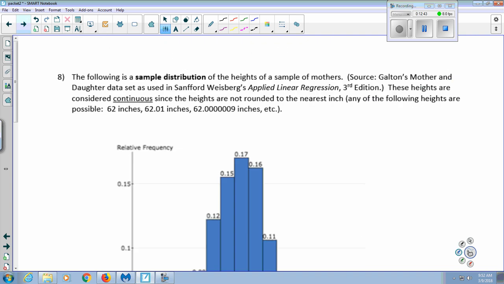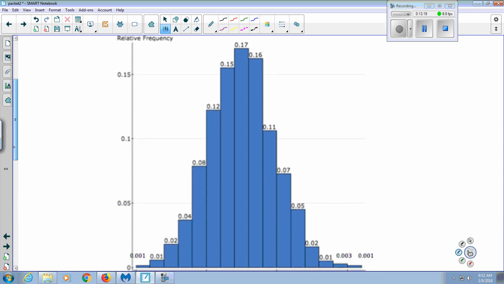So on the next page, we're seeing a sample distribution of heights of a sample of mothers. Oh, sorry, I read the wrong thing. So this is the source of where it's from. These heights are considered continuous because the heights are not rounded to the nearest inch. Any of the following heights are possible. You could be 62 inches tall, but they could have gone out further to 62.01 or even further when they were measuring these heights.